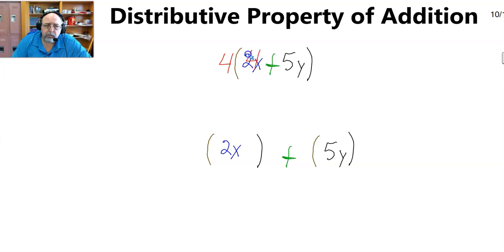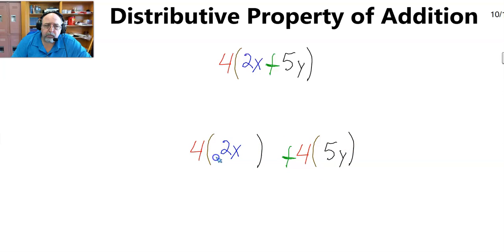Now remember, we're distributing the 4 to where it's 4 times the 2x, and we're doing the 4 times the 5y. So here we go, 4 times the 2x, and we're going to do that again, 4 times the 5y. We have the same thing, right here, and that's what we have here and here.